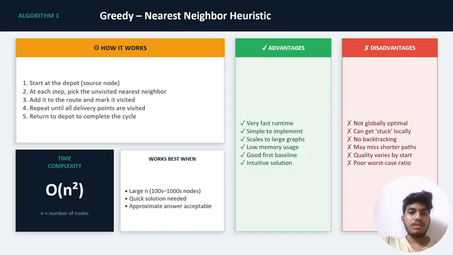Our first algorithm is the greedy nearest neighbor heuristic. Starting from the depot, it always picks the closest unvisited delivery point. It is simple and fast, with time complexity O(n^2). It works great for large graphs where you need a quick answer. The trade-off: it's not globally optimal and can get stuck in local choices, but it's an excellent baseline.